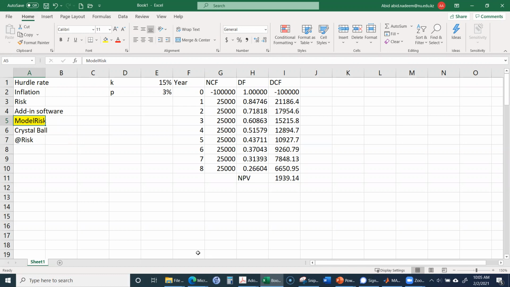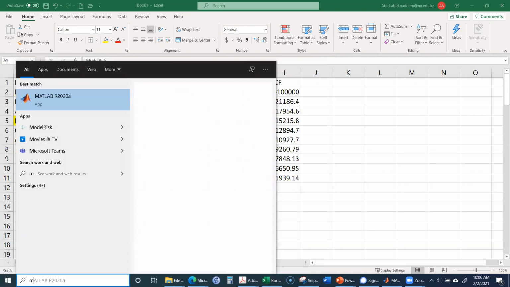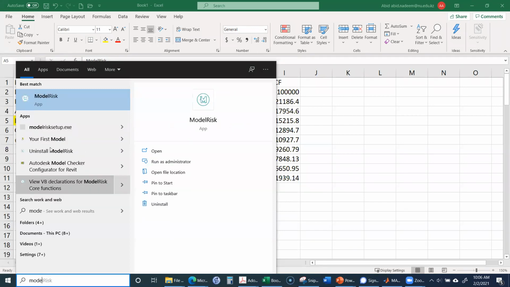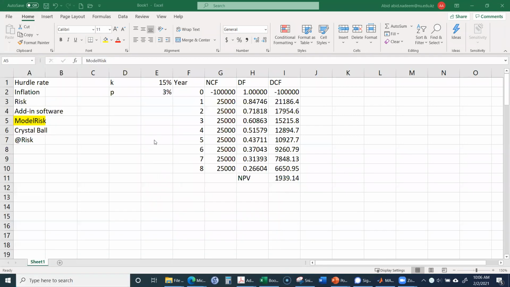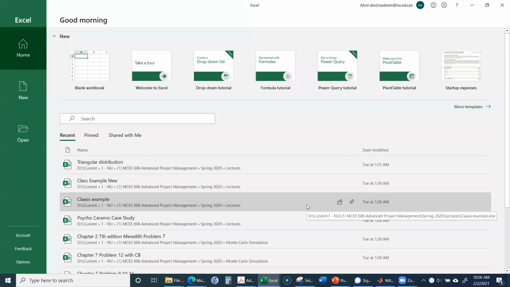So maybe I can open it. First of all, you can install ModelRisk on your computer. But unfortunately, now they are only giving it as a trial software for 15 days. So I don't know what will happen after 15 days. Will the trial work or not? I'm not sure.